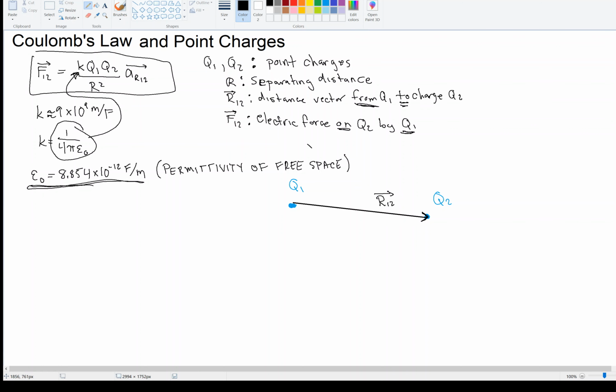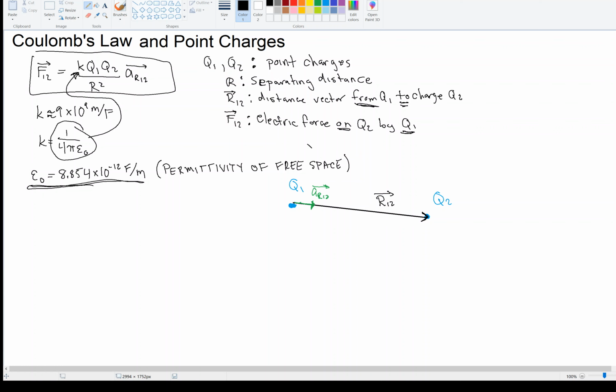Again, I want to emphasize you get your from and to's correctly. Distance vector from Q1 to charge Q2. So we're going this way. That's R12 depicted. And so in the equation here, we've got a unit vector pointing that direction. So a unit vector, depending on the scale of my picture, might look like this. This might be AR12, a unit vector in that direction in green.